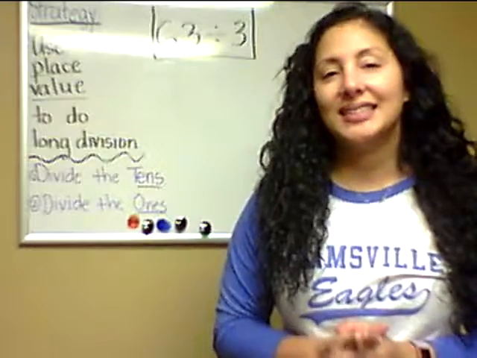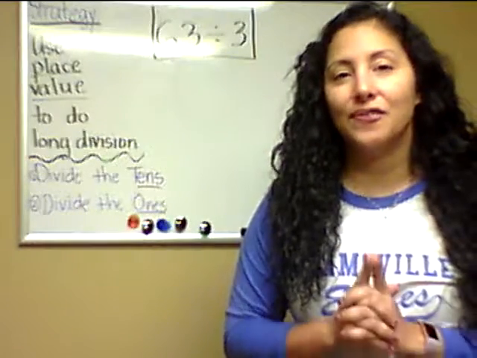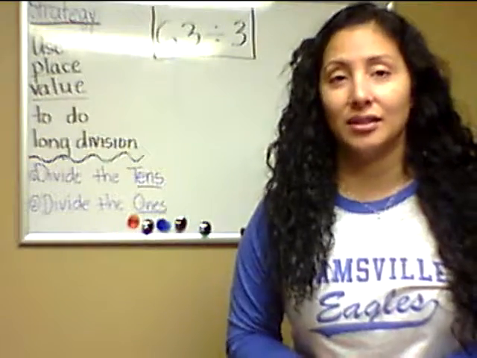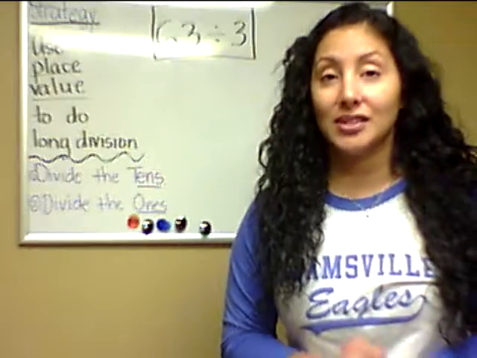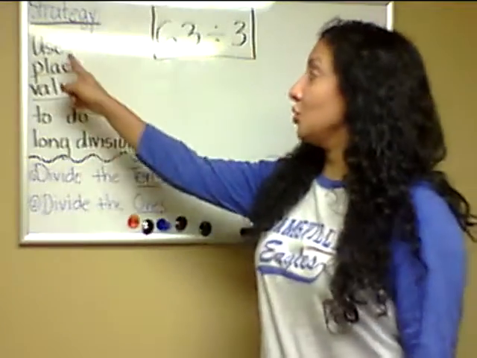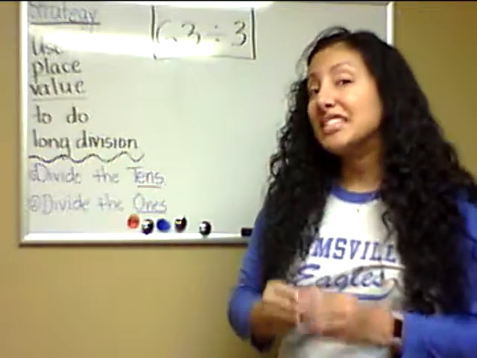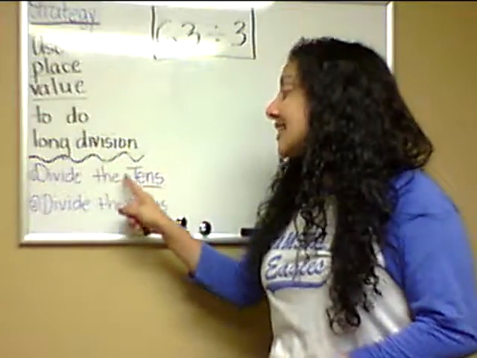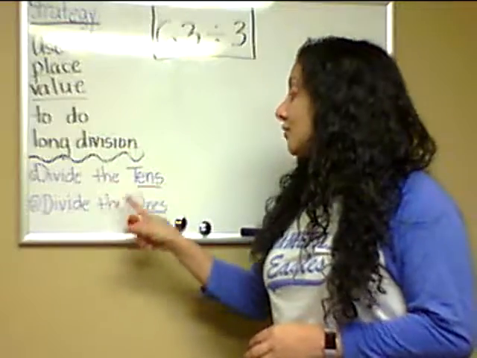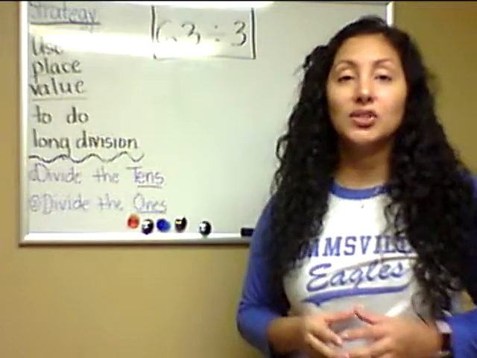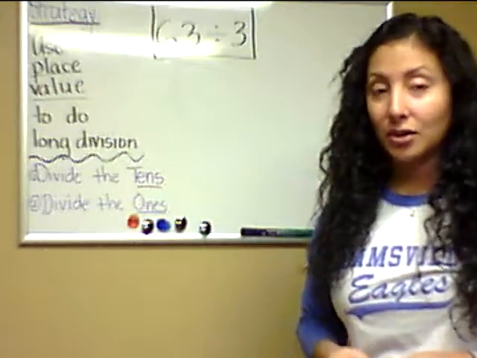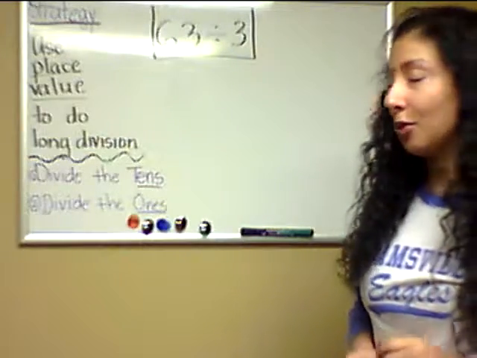Today you learned how to do the first steps of long division. So the strategy I want to focus on in this video is to use place value to do long division. Specifically, you divide the tens first, then you divide the ones, always using the divisor. Let's look at an example together.